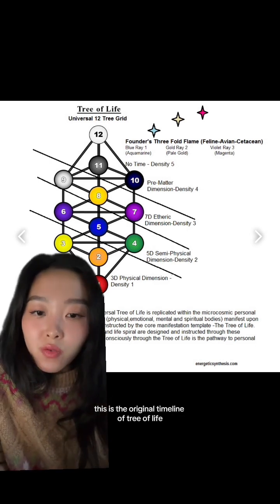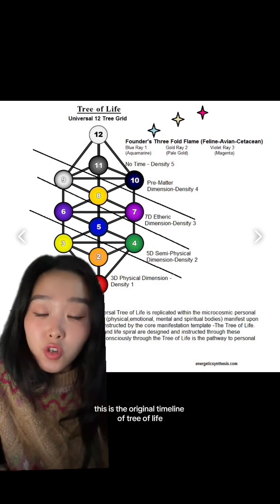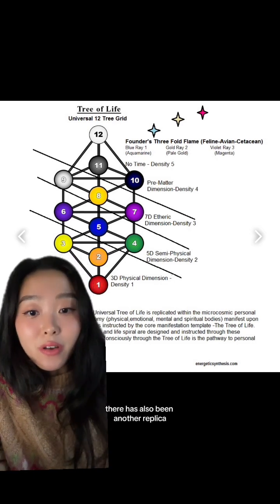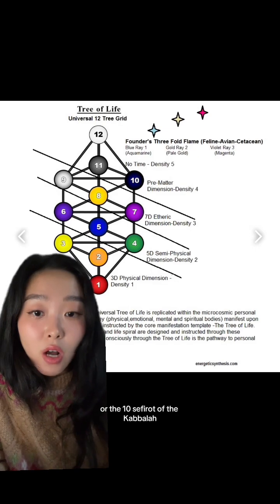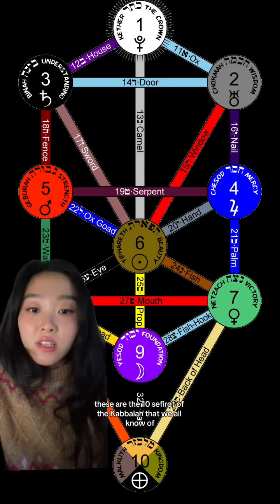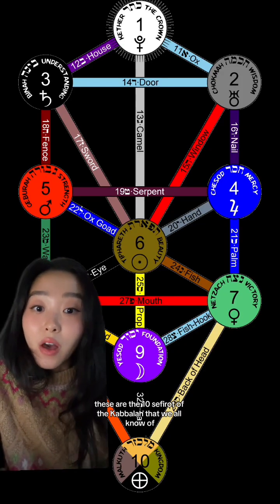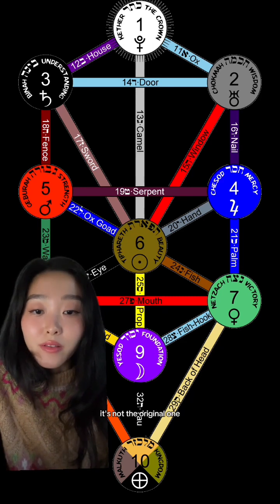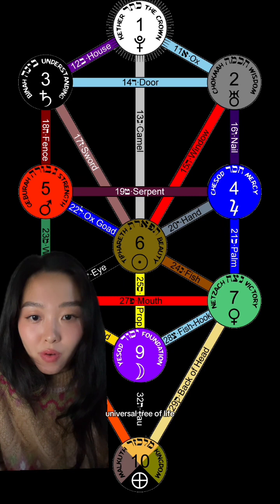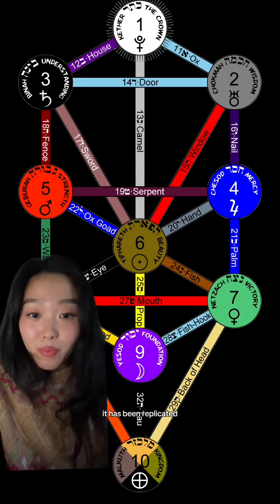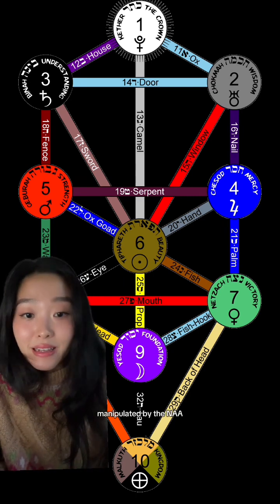This is the original timeline of the Tree of Life. There has also been another replica, which is the 10 nodes or the 10 sefirot of the Kabbalah. These are the 10 sefirot of the Kabbalah that we all know of. It's not the original one. It's not the true universal Tree of Life. It has been replicated, manipulated by the NAA.